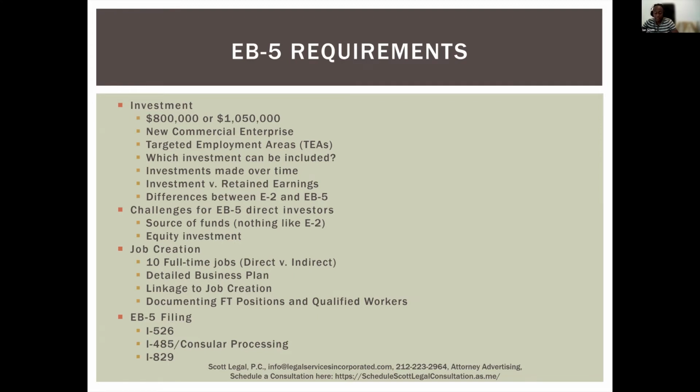The other thing to keep in mind is that sometimes people have an E2 business, and let's say the business made $2 million in a particular year in terms of net income. Then the money just sat in the company, went into retained earnings, and they reinvested that money from the company the next year. A lot of the time people will say, okay, I've invested the $1,050,000 because I used retained earnings. Unfortunately, that doesn't work for EB-5.